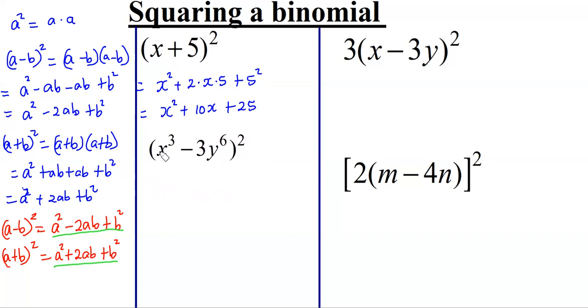So with this one here, we are looking at x cubed as our a. We are looking at 3y squared as our b. We have a negative there, so we are following this formula here. It's going to be x cubed squared, minus 2 times x cubed times 3y squared, since b is negative, then plus 3y squared squared. Can you see that?